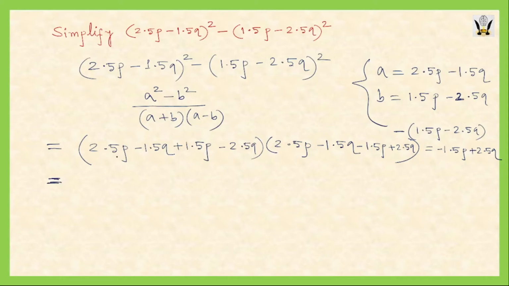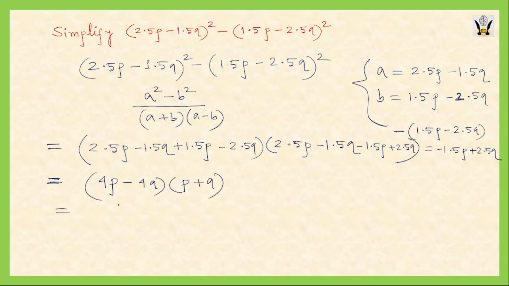Now we have to simplify our two factors here. We have like term p here and its coefficient is 1.5, so 2.5 plus 1.5 will be 4p. Then we have two like terms with q. Their coefficients are minus 1.5 and minus 2.5, so 1.5 and 2.5 will be added and give 4, and since both are negative, it will be minus 4q.